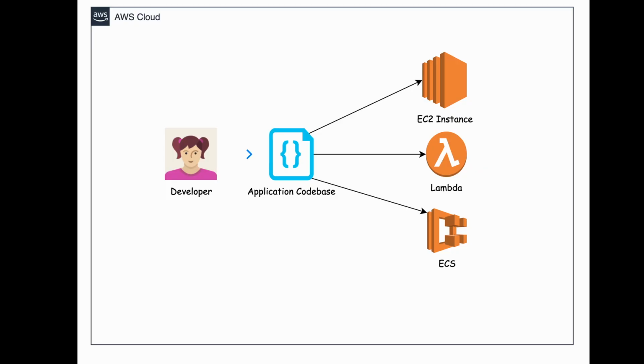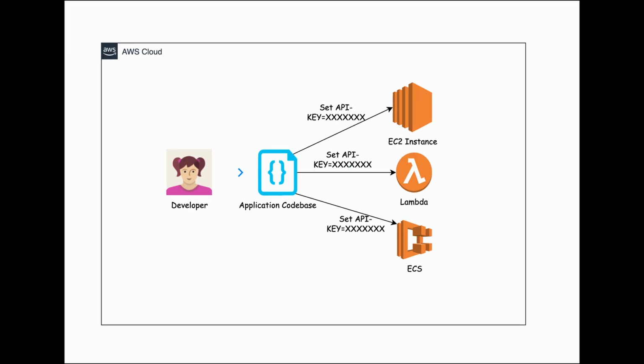Let's say you have an application code base and want to deploy it on AWS Compute Infra, either using an EC2 instance, serverless Lambda, or Elastic Container Service. In this case, during deployment and before running your application, you would create environment variables like API key so that your app can function properly. But it's not a good choice to set this environment variable manually each time.